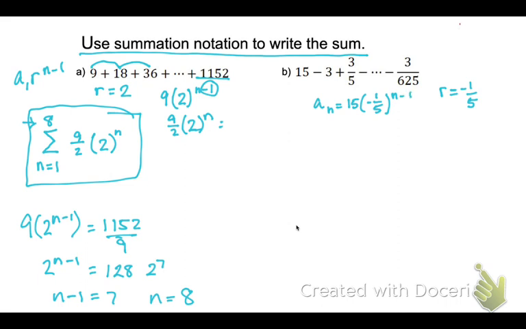So this negative 1 just means I multiply by the reciprocal. So what's the reciprocal of negative 1/5? Negative 5. So I would get negative 75 times negative 1/5 to the n. And then just put it in a sigma.